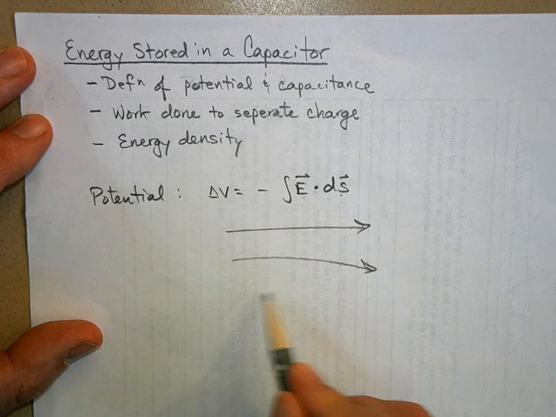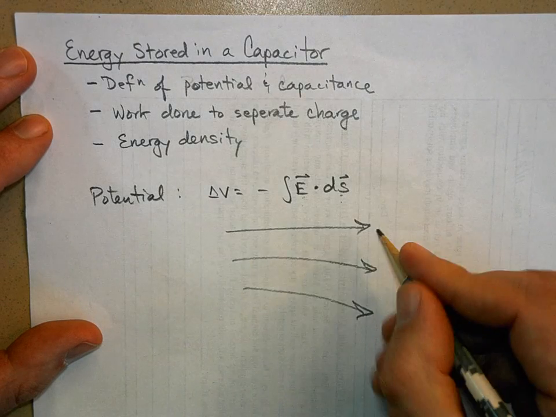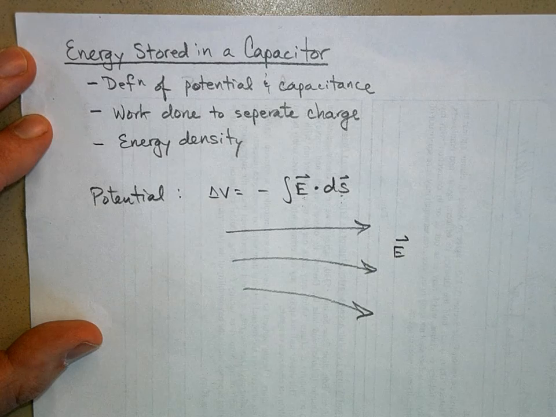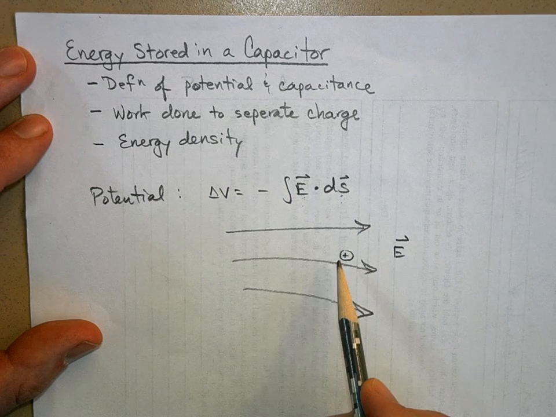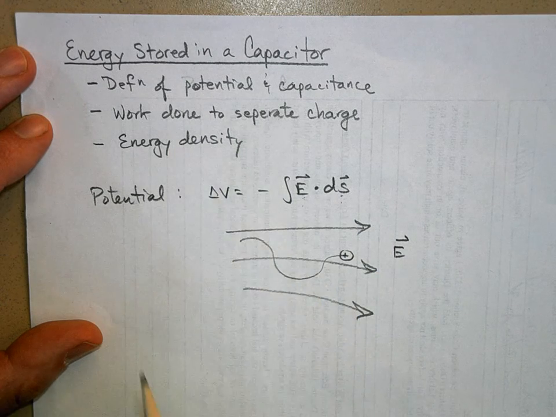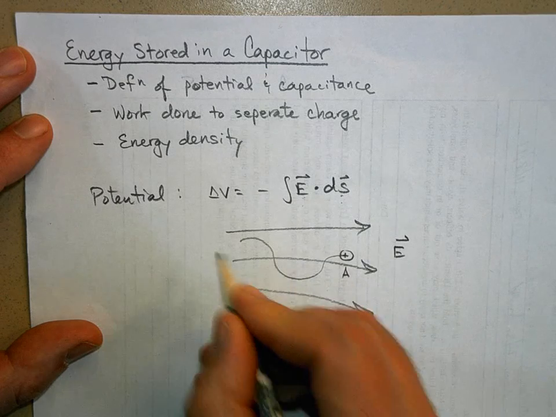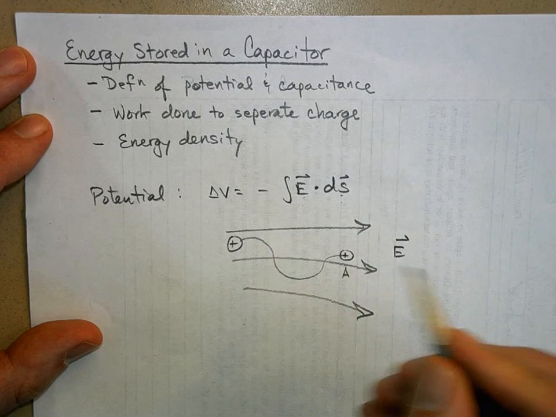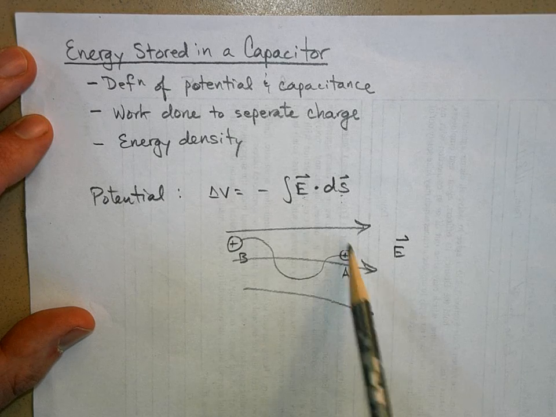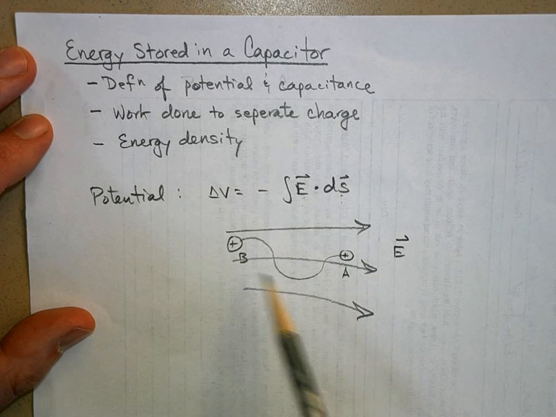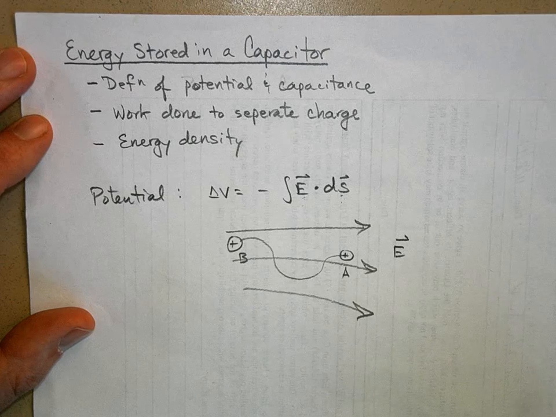Like here's some electric field. It doesn't have to be a uniform field. So here's my E field, and here's my positive test charge. And I'm going to move it from point A to point B. And the nice thing is it doesn't matter what path I take from A to B, the change of potential is going to be the same.